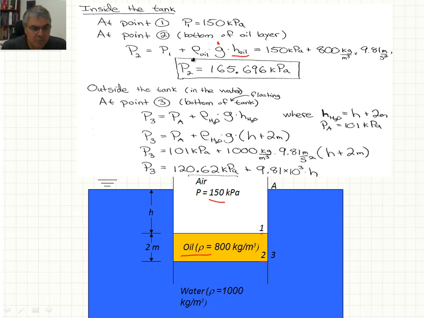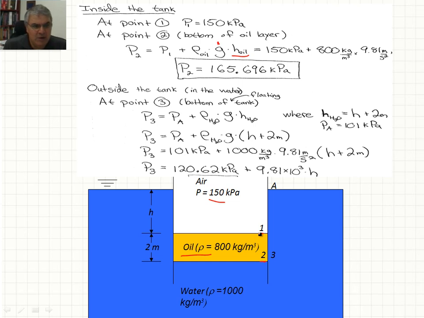In some books, rho is shown as gamma, sigma, or some other symbol. But here, as you can see, we're just dealing with rho. So rho times g times h, that would be the pressure of the oil at the bottom of the tank. We need to add the atmospheric pressure if it's open to air. In this case, because it's not open to air, there's a pressure of 150 kilopascal of the air present at point A.